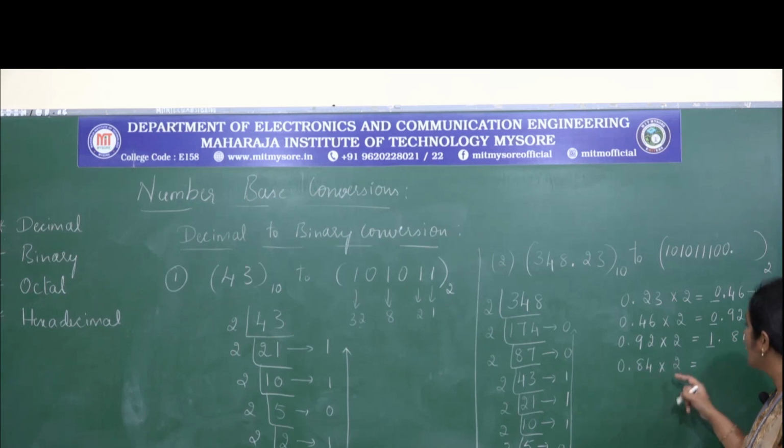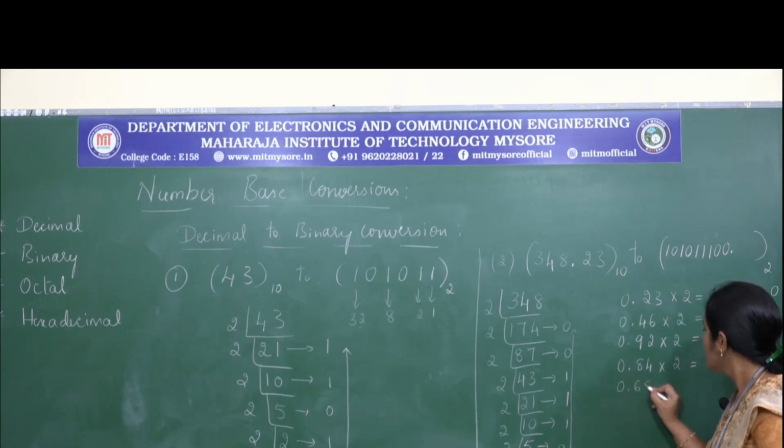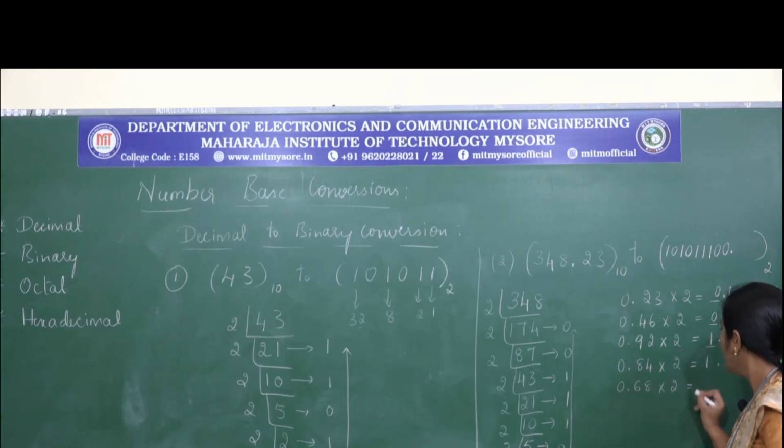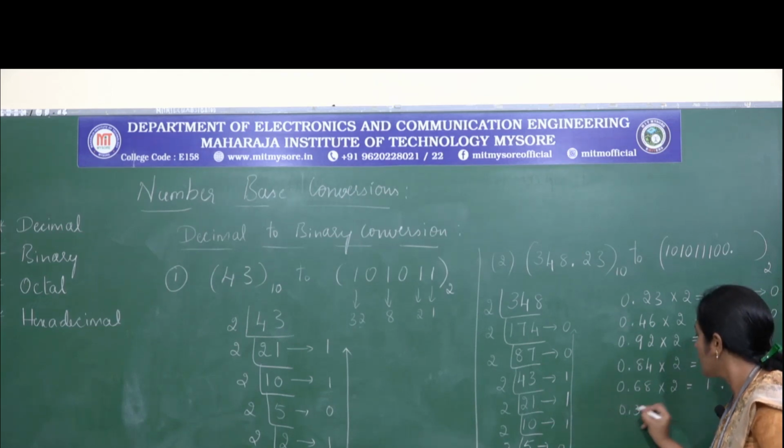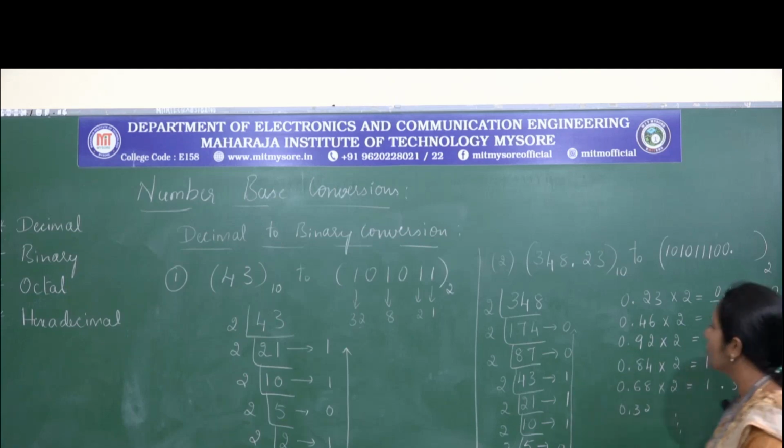dropped here. Yes, now 0.84 into 2, so 4 2s are 8, 8 2s are 16, so we are going to get 1.68, so you need to record the digit as 1, and for the next step you need to send only 0.68. Again here we will be getting 16, 1 carry, so 1.36, yes, record 1 and send 0.36. So this can be continued further.